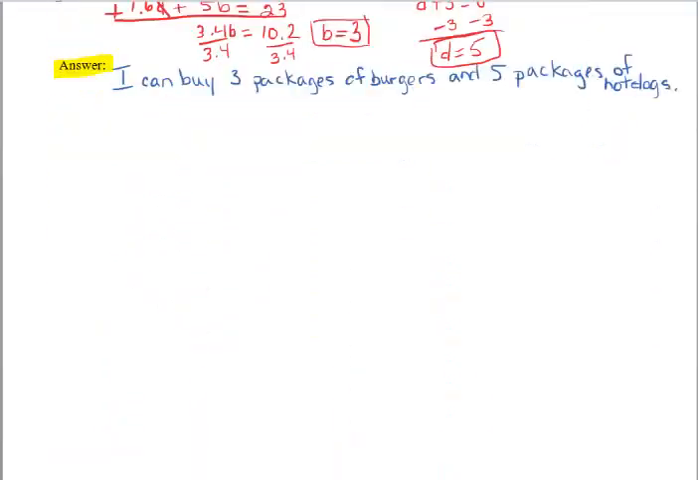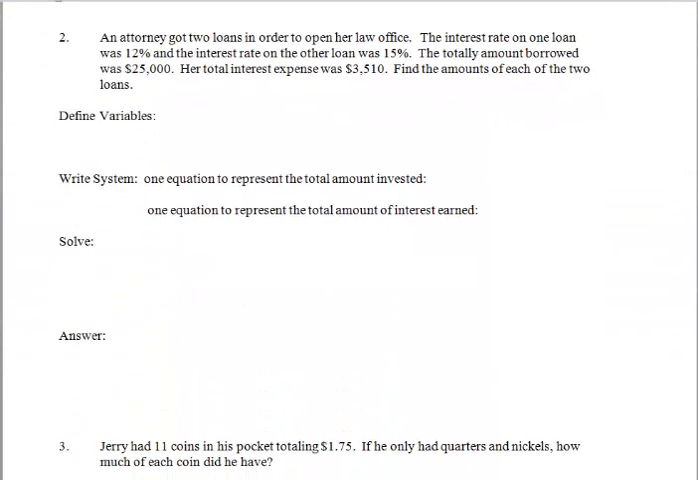Let's try a second example. Okay, this one's similar, but this time we're talking about interest rates. So this one will always be a type of problem where we're dealing with interest. For interest rates, we're given this example, and it's turning out 2 loans. So we're going to be talking about 2 different loans.